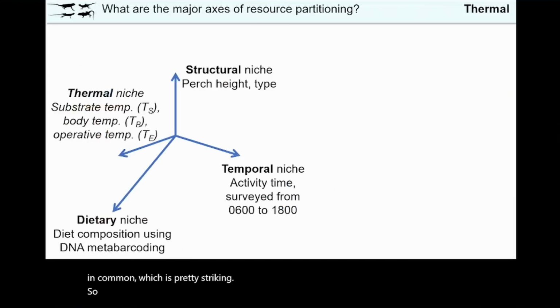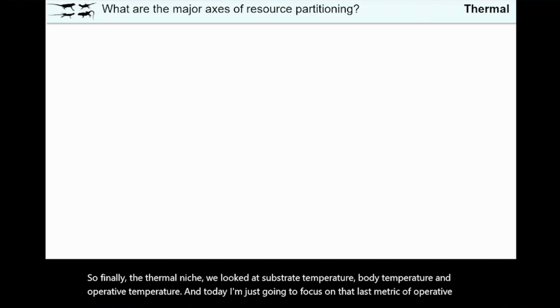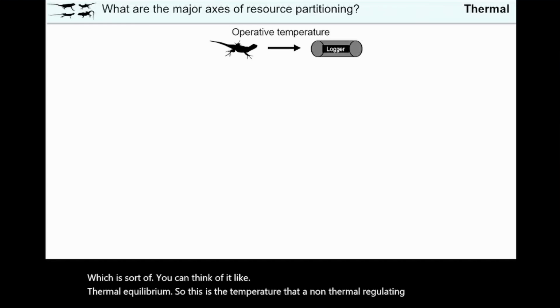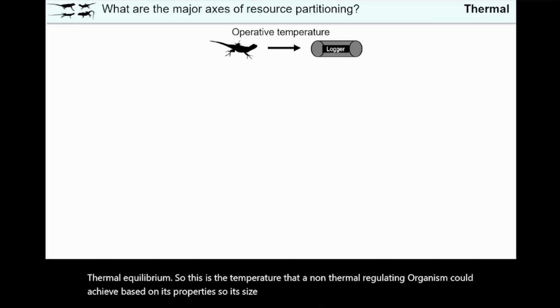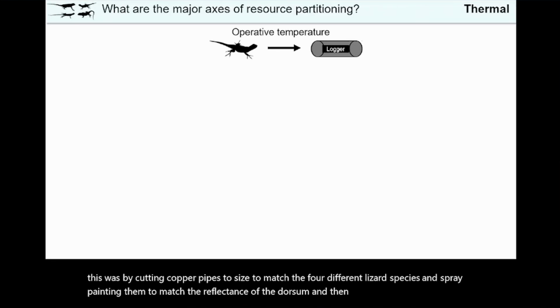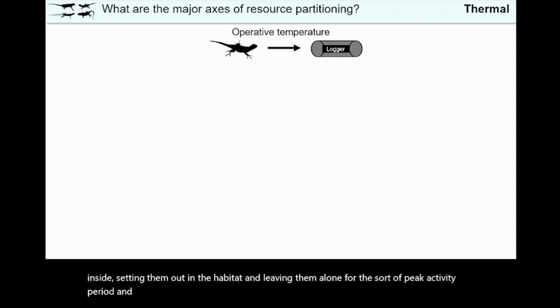So finally, the thermal niche. We looked at substrate temperature, body temperature, and operative temperature. Today I'm just going to focus on that last metric, operative temperature, which you can think of like thermal equilibrium. This is the temperature that a non-thermoregulating organism could achieve based on its properties, its size, shape, and absorptivity. The way that I measured this was by cutting copper pipes to size to match the 4 different lizard species and spray painting them to match the reflectance of the dorsum, and then putting temperature loggers inside, setting them out in the habitat and leaving them alone for the peak activity period, and then using that to figure out what temperature these lizards could achieve in their respective microhabitats.